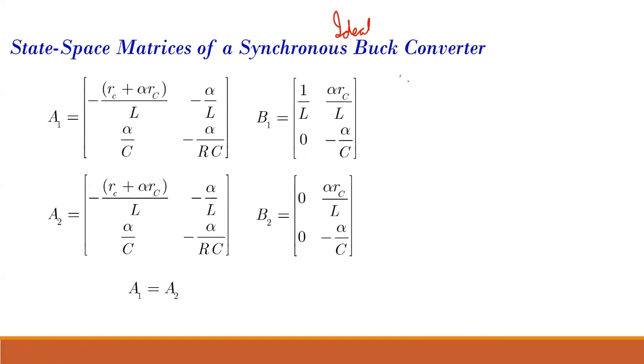So we'll consider an ideal buck converter. If it is an ideal buck converter, what will happen is RE will be equal to 0, RC will also be equal to 0, and alpha also will be equal to 0. So this is a standard thing. This is how it works.